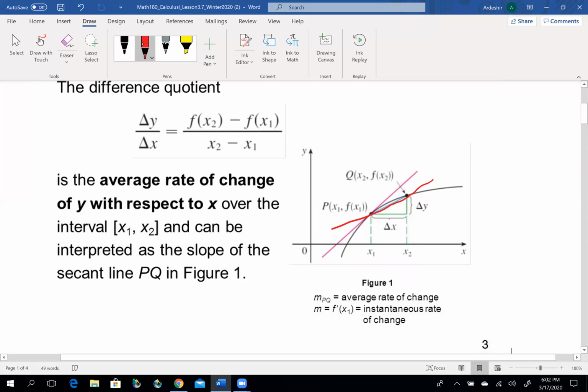Again, guys, the red line that goes through Q and P is the secant line, and delta y over delta x is the slope of a secant line. But when we take a limit, Q gets closer and closer to point P, and that is going to be the slope of a tangent line. So let's go to the next slide.